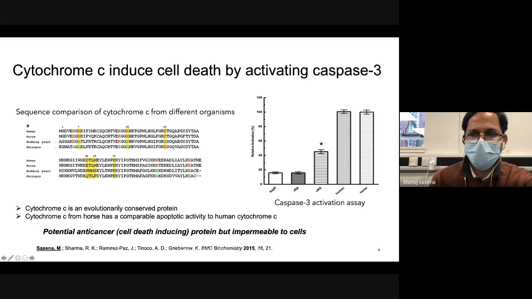So horse and human have very comparable activity. So this idea of evolutionary conservation is also conserved in terms of its activity in activating the caspases for inducing cell death. So based on all this information, if you introduce cytochrome C from outside, you can induce cell death, and you can use this cytochrome C to activate the caspases.